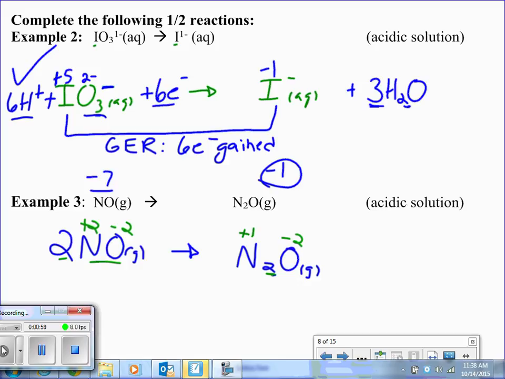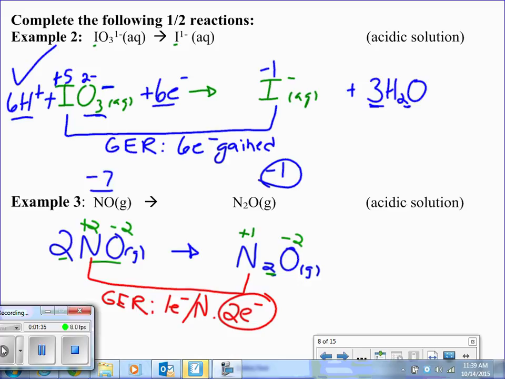Step 3, determine the LEO and GER reactions. It may only be just one. So if we check the oxidation numbers, where do we see a change? The nitrogen has decreased from +2 to +1. So this is a reduction reaction. Gain electrons reduction. And we gained 1 electron per nitrogen. But we've got a total of 2 nitrogens. So this will give us a total of 2 electrons. Okay, there is no oxidation reaction, so we're done step 3.